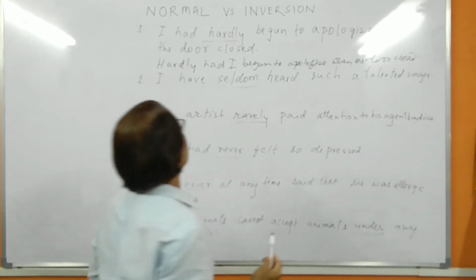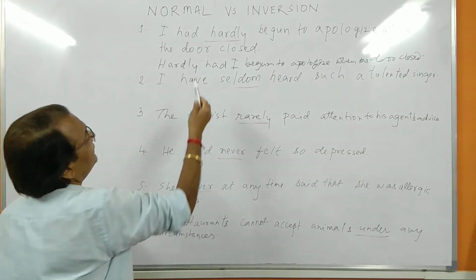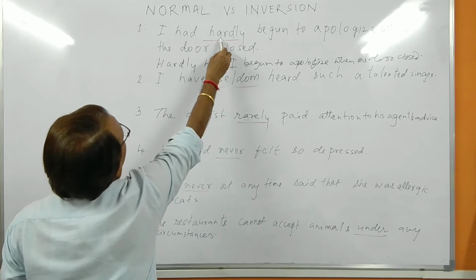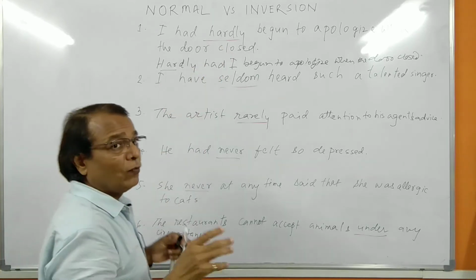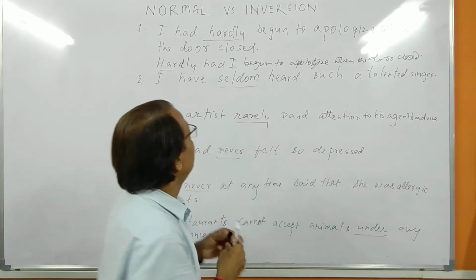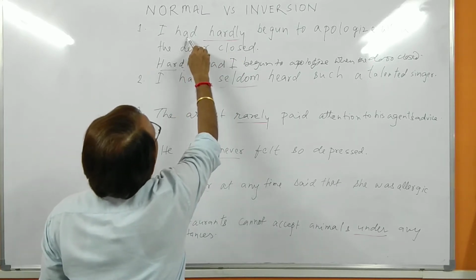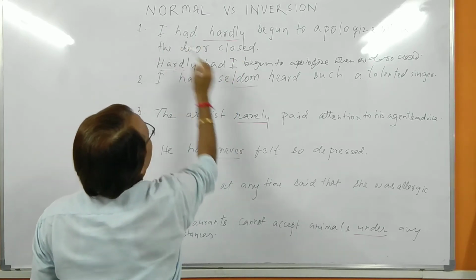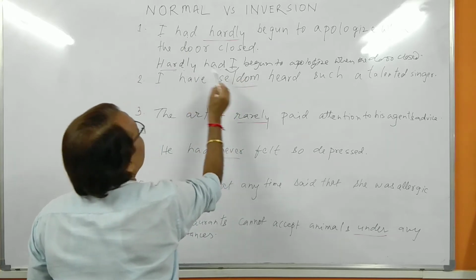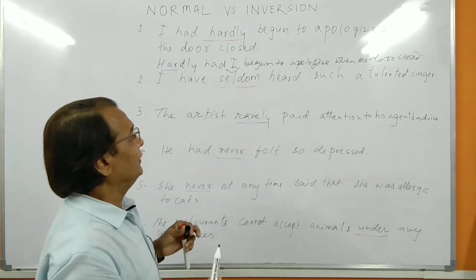Now, what is the learning here? Look, that's why it's called inversion. I have changed the word order. I am starting the sentence with hardly, then I have used the helping verb had, and then I am using the subject. Hardly had I begun to apologize when the door closed.